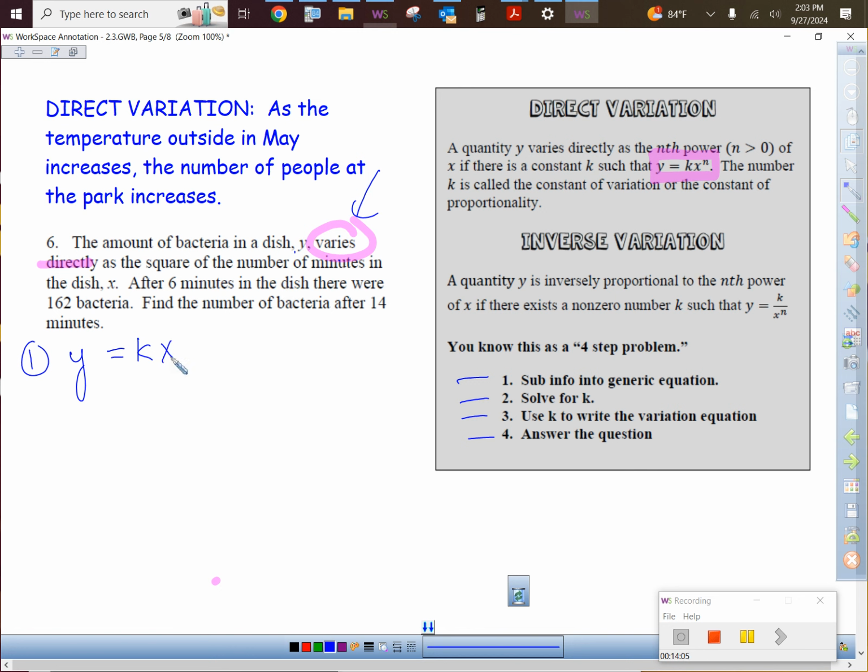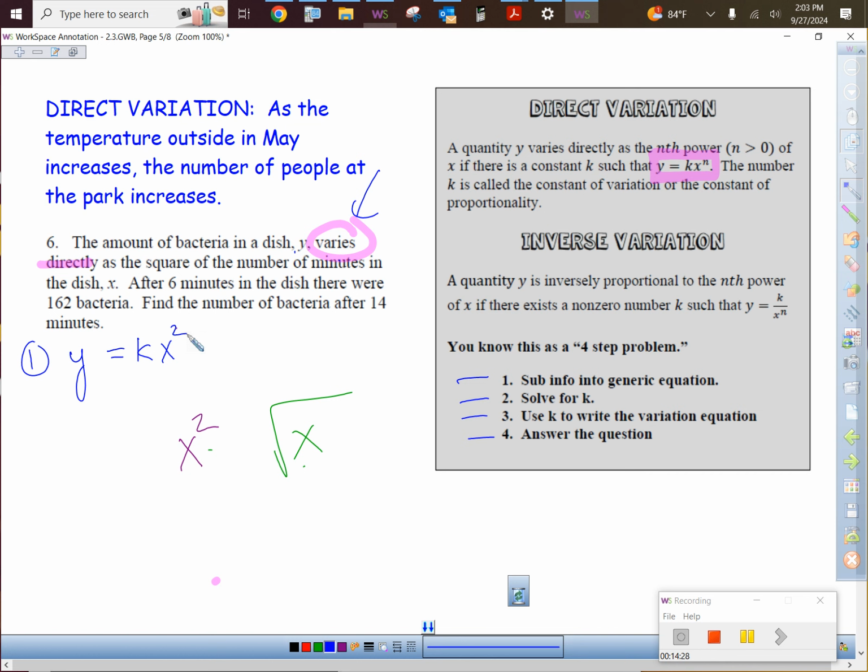You tell me, should I put a 2 up here, or should I put a square root sign around it if they want it as the square of the number of minutes? Should it be this, or should it be this? Purple one or green one? Which one says the square of it? Purple or green? Purple is squared, green is square rooted. Are you with me? So we want to square this guy.